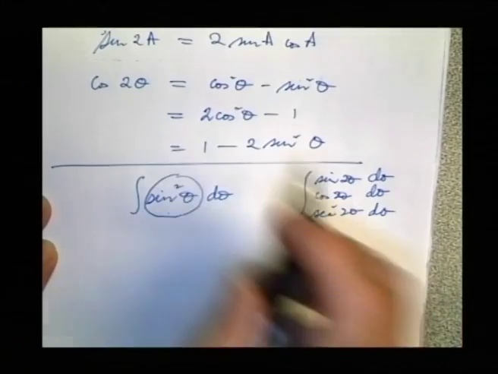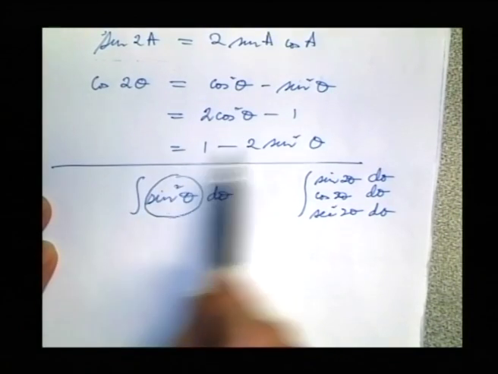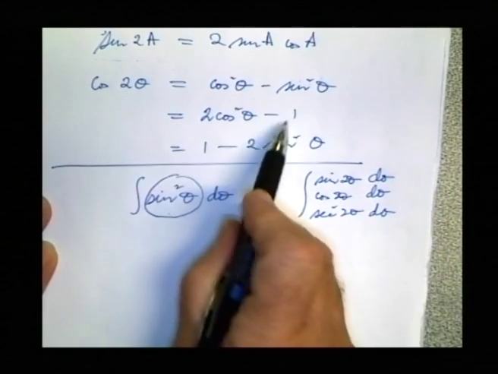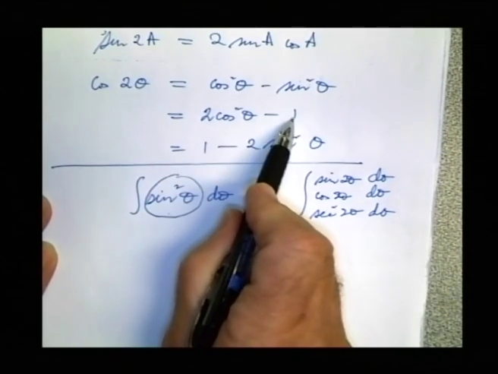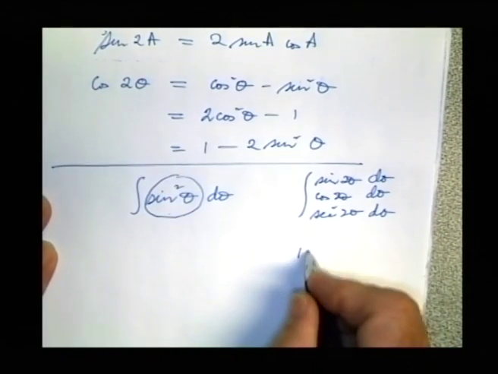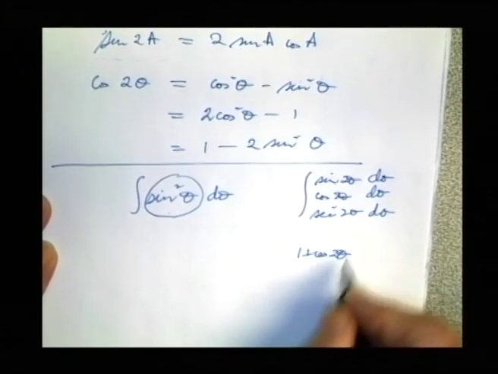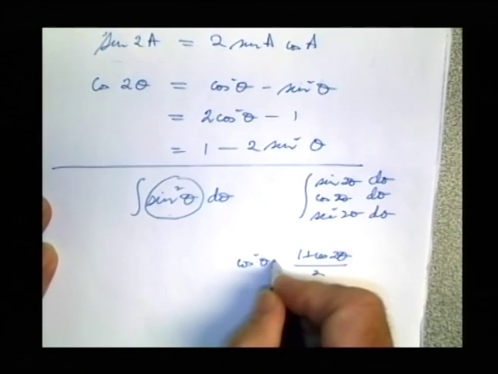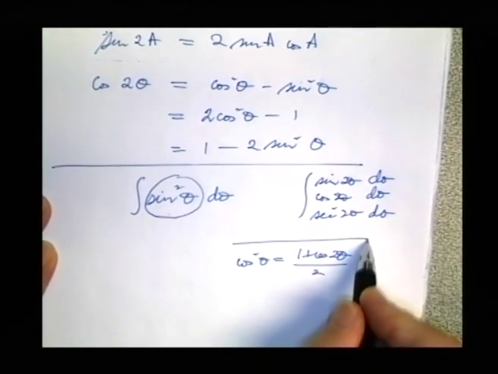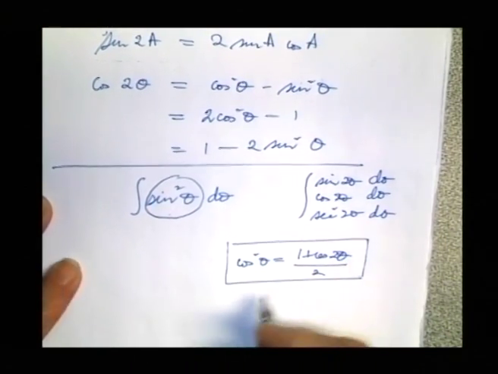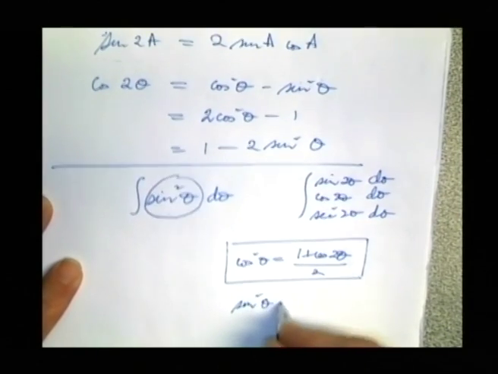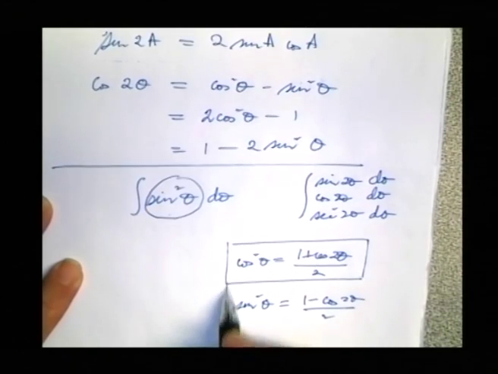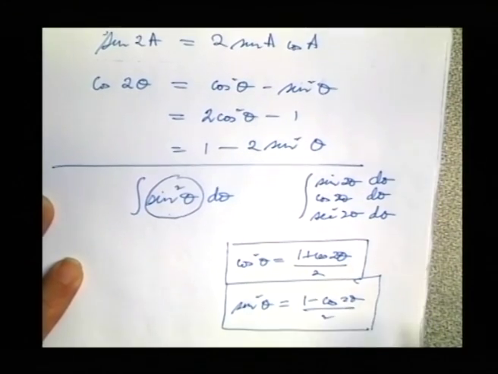Now, you must learn it in this way. If you take these forms here and manipulate, put the 1 over the other side, what do you get? You get 1 plus cos 2 theta over 2. In other words, cos squared theta is equal to 1 plus cos 2 theta over 2. And sine squared theta, if you do the same thing, is equal to 1 minus cos 2 theta over 2. They must be known. These are very important in 3 unit.